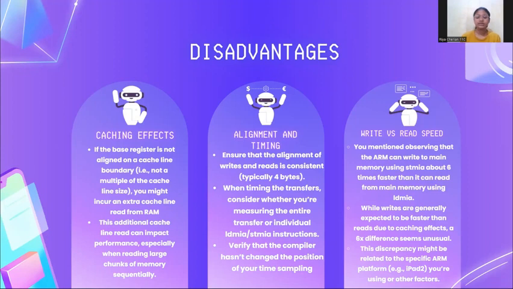Finally, the third disadvantage is write versus read speed. The ARM can write memory using this instruction about 6 times faster than it can read from main memory using load multiple immediate address. While writes are generally expected to be faster than reads due to caching effect, a 6 times difference seems unusual.